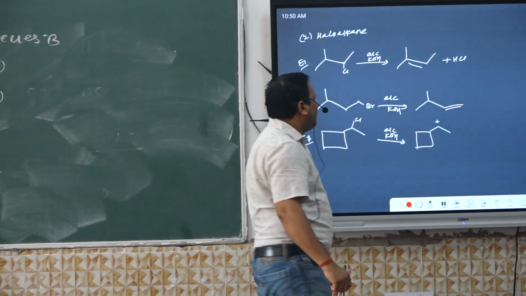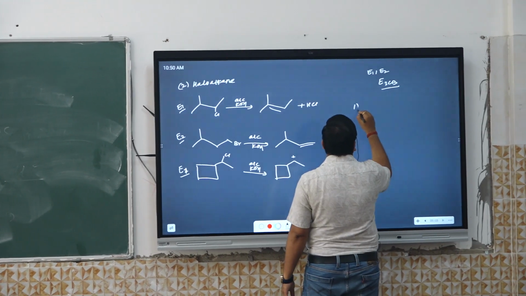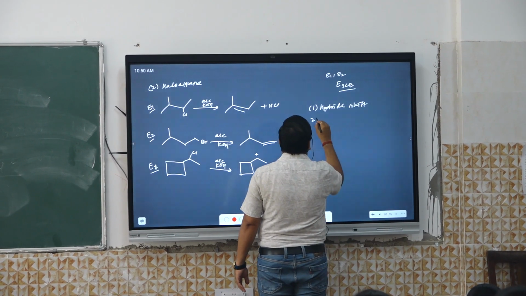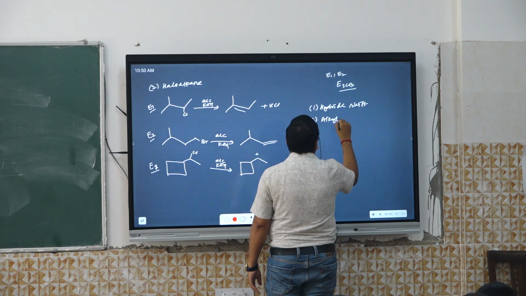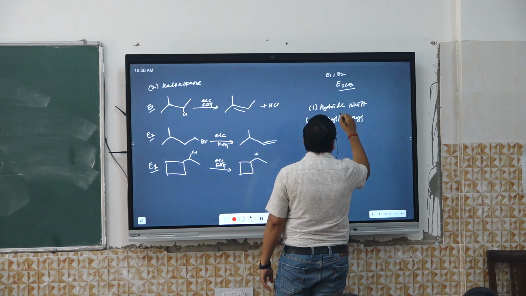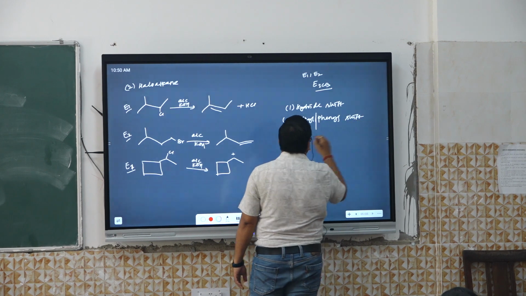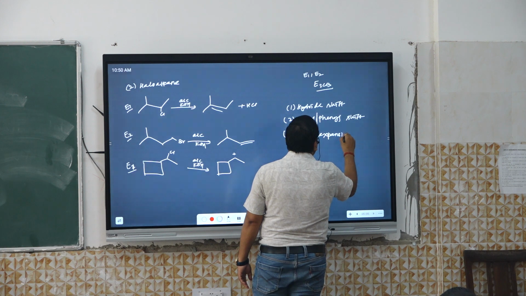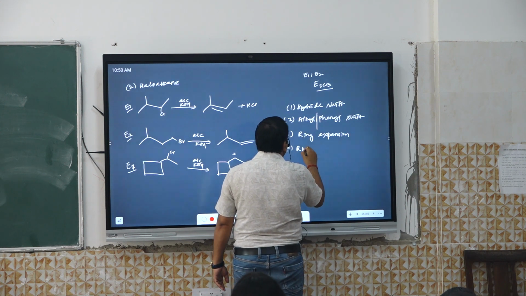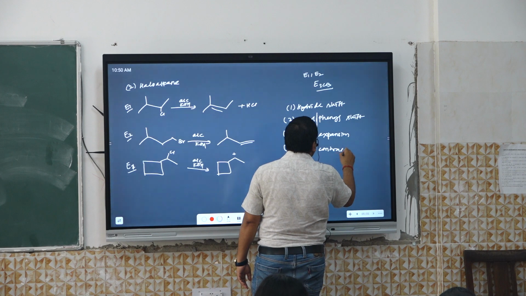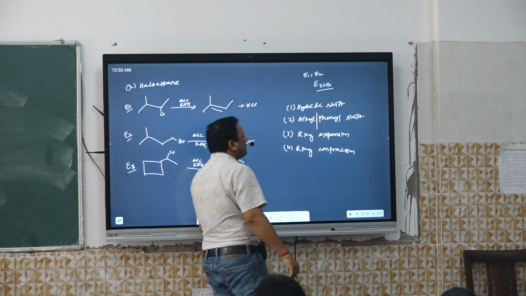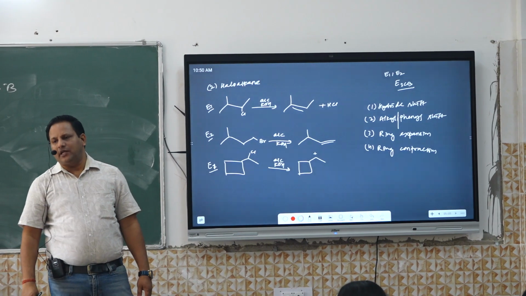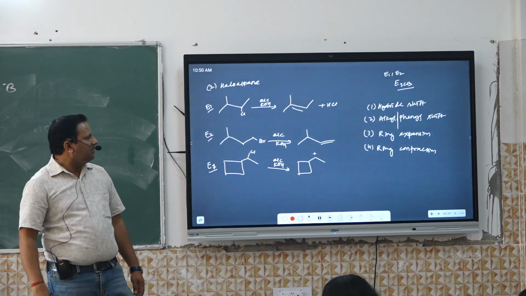So there are 4 ways by which carbocation rearrangement may take place. One is hydride shift, then alkyl or phenyl shift, ring expansion, then ring contraction. So these are the 4 methods by which the rearrangement of carbocation may take place.